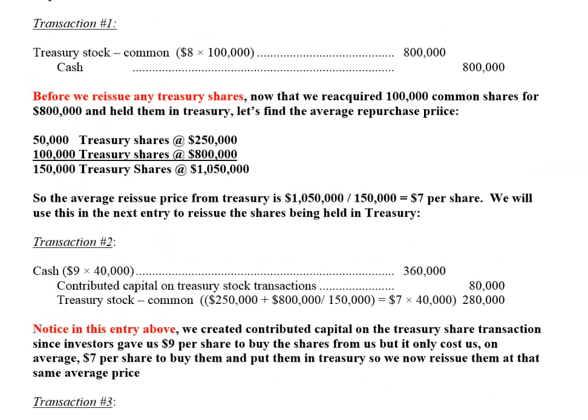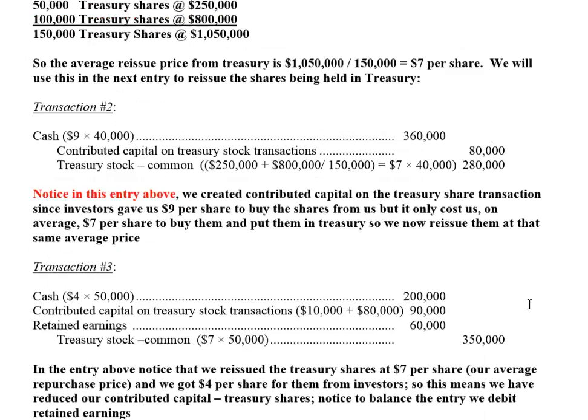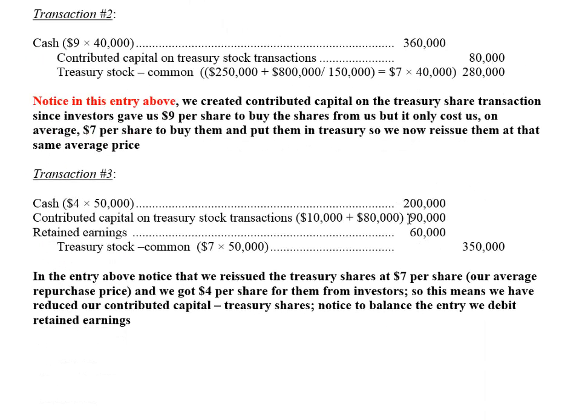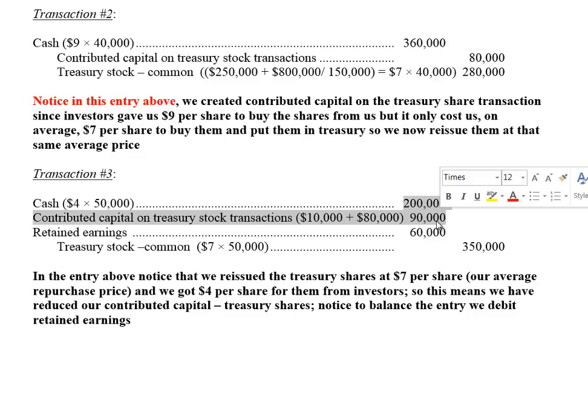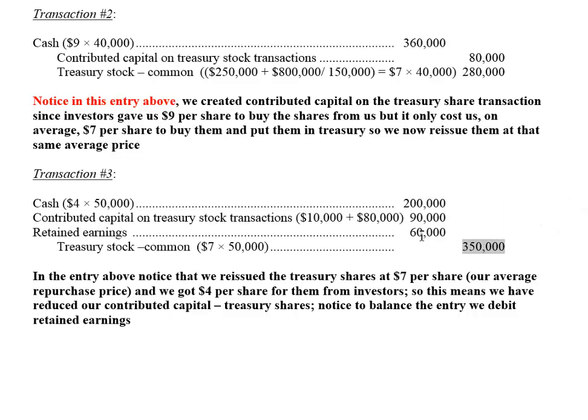And we can see here that we created 80,000, which we'll add to the opening balance that we had at the end of X8. Notice in the question we already had contributed capital on the treasury stock transaction sitting at 10,000. So when we added 80,000 to it, we now have 90. So we can draw down on that 90, but we still don't have enough on the debit side here to shore up with the credit, so the balance goes to retained earnings.